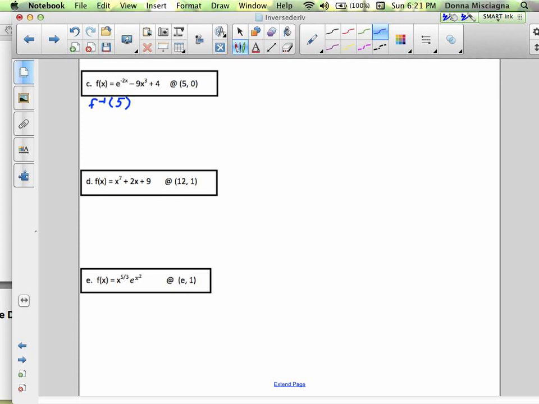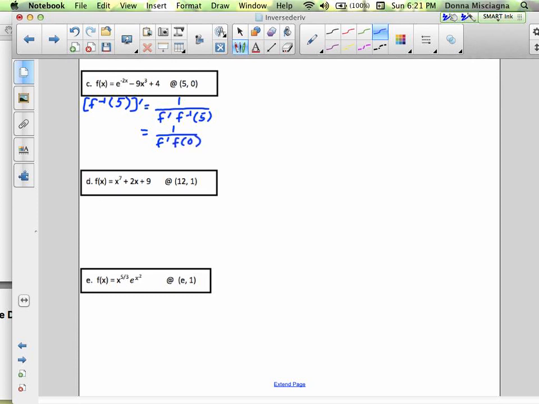And we're looking for the derivative of that. So that's going to be 1 over f prime of f inverse of 5. If we plug in 5, actually, instead of me having to keep writing this, I'm just going to put an equal sign. So that's going to be 1 over f prime of f of 0.